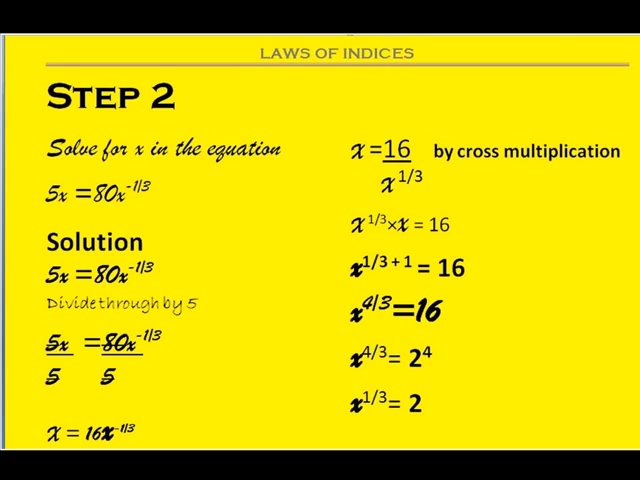And because 16 is also equal to 2 raised to the power 4, then the powers of 4 on both sides of the equation can multiply out. x raised to the power 1 over 3 is equal to 2. In the next slide, you'll see the completion of this example.